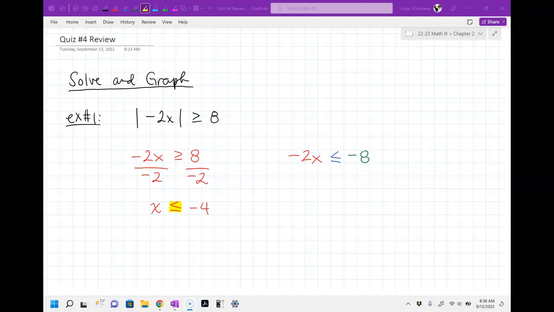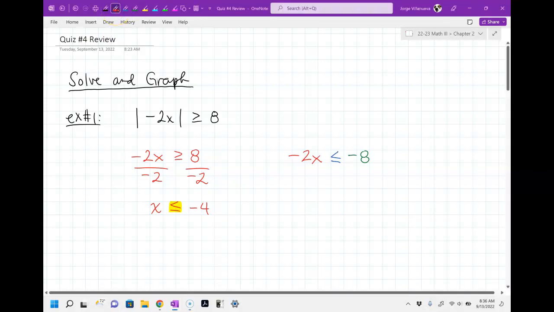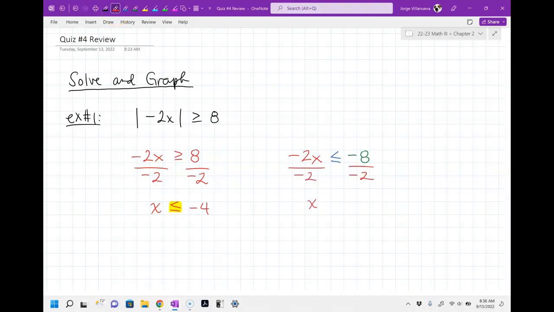Now, we're going to have to do that on the other side as well because we have a division by a negative 2. So when we do that, we have to switch it up. So let's go ahead and do that. We'll divide by a negative 2, and we get x greater than or equal to 4. Again, I'm just going to highlight that to call your attention to the fact that you did have to switch it around.